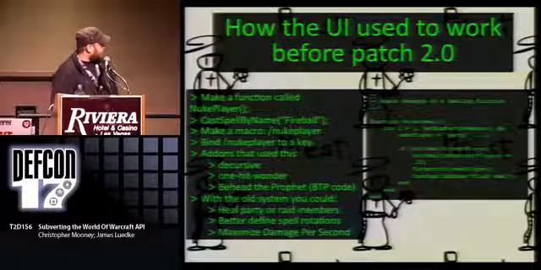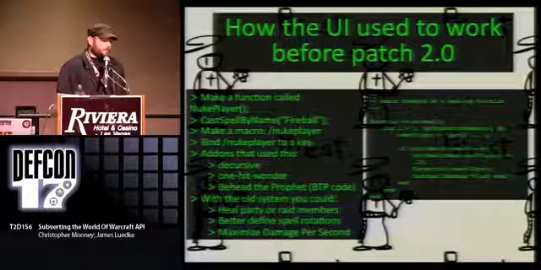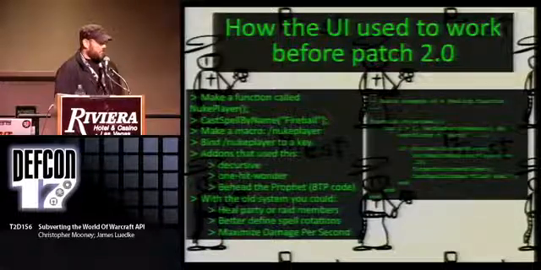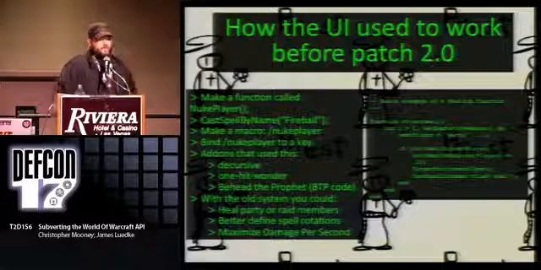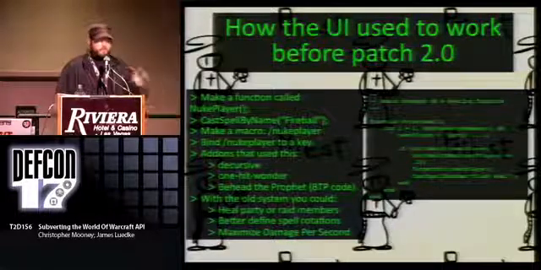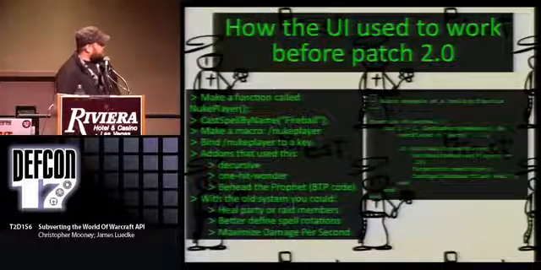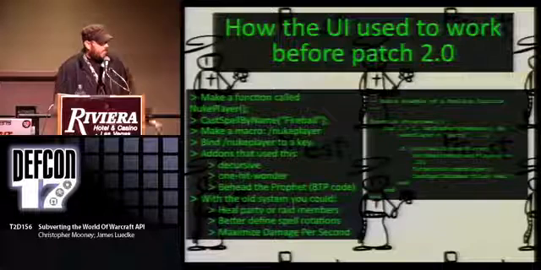This allowed certain add-ons like Decursive and One-Hit Wonder, the code that we had originally written, to work. People used this extensively to do all sorts of really cool things, like determine if somebody needed a heal. You could do that all programmatically from a button press. Anyway, and then they decided that they didn't want people to do that.